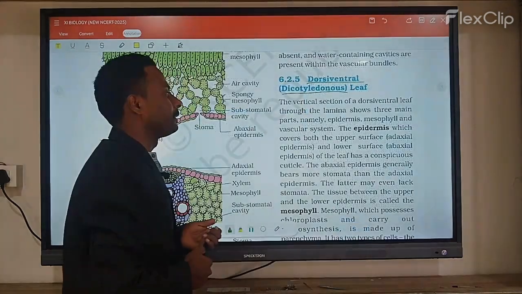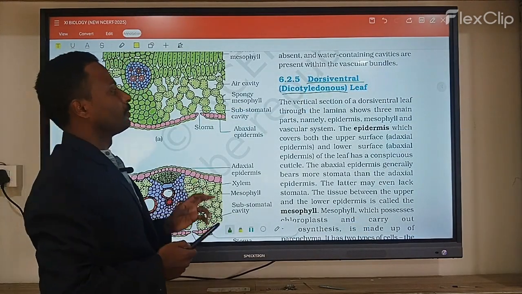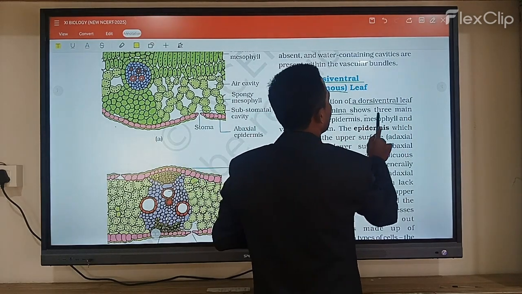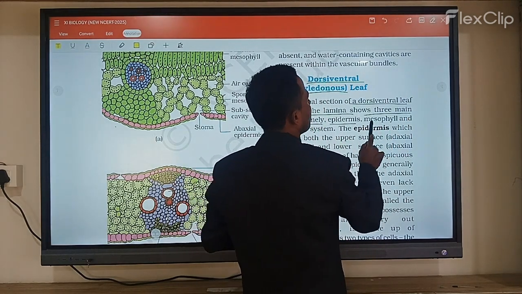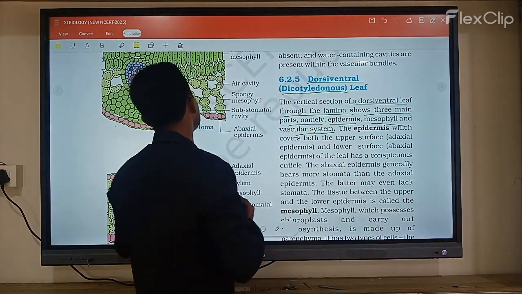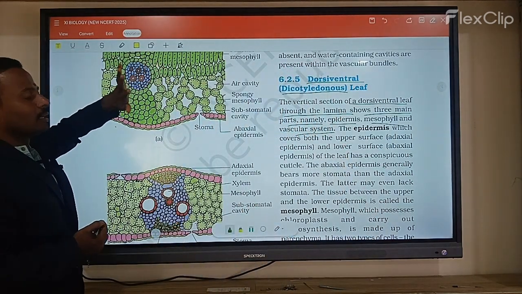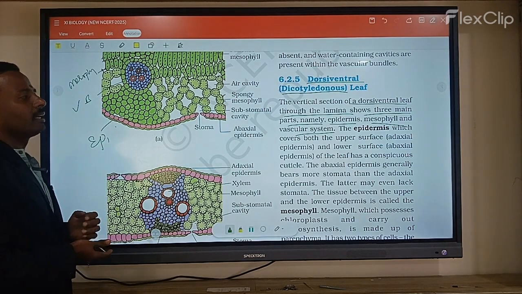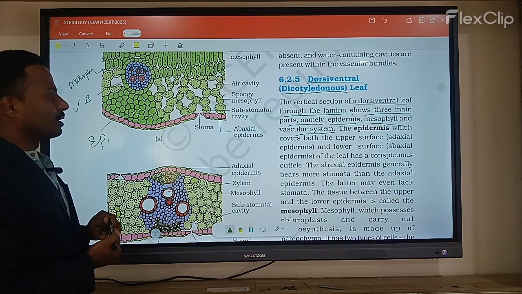Now, the dorsiventral leaf or dicotyledon leaf. The vertical section of the dorsiventral leaf through the leaf lamina shows three main parts: epidermis, mesophyll cells and vascular system. So when you observe this leaf anatomy, it shows three layers: epidermis, mesophyll cells and the vascular bundles.